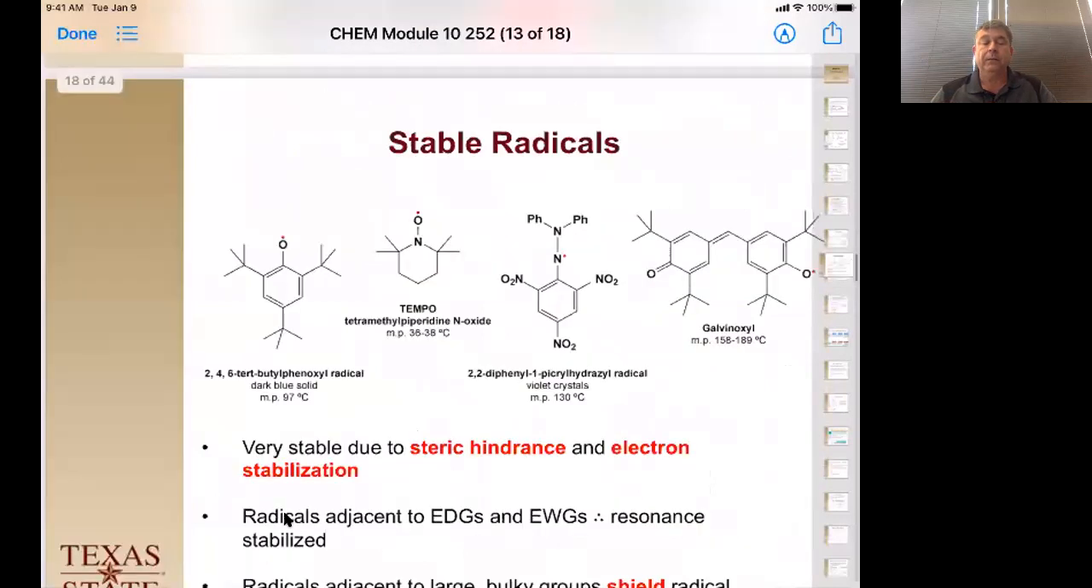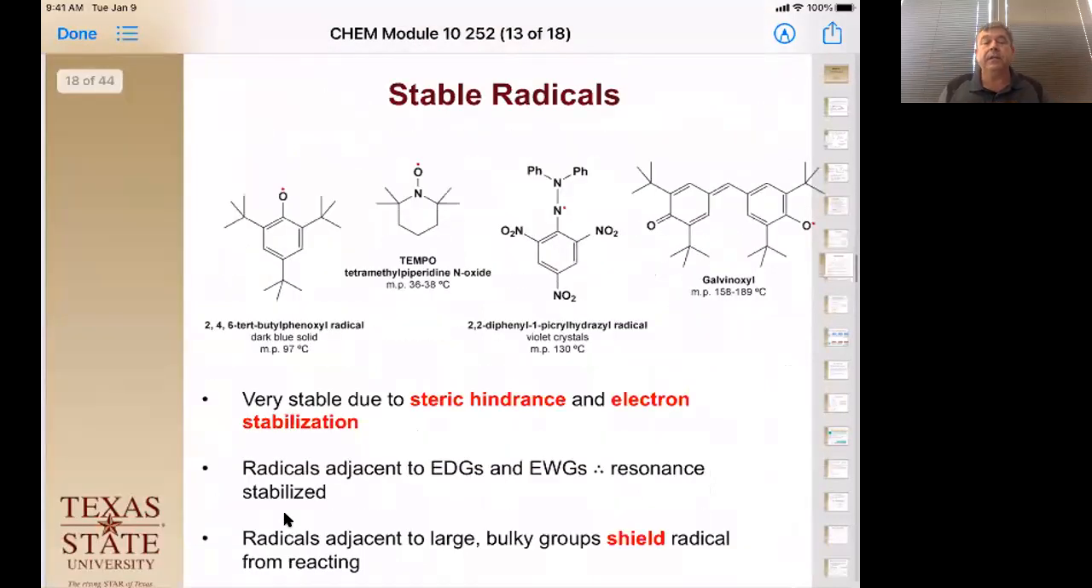Okay. Well, because of these differences in conjugation and stuff like that, we can actually form stable radicals. You can put those radicals in a bottle and they stay there, okay? But they have some very common threads to them. Number one, they can delocalize or they have sterically hindered centers, so it protects the radical, okay? So in the case of this, we have these big bulky groups, but then the radical can also be rotated around that ring, okay? So those are helping stabilize by resonance and by sterics.